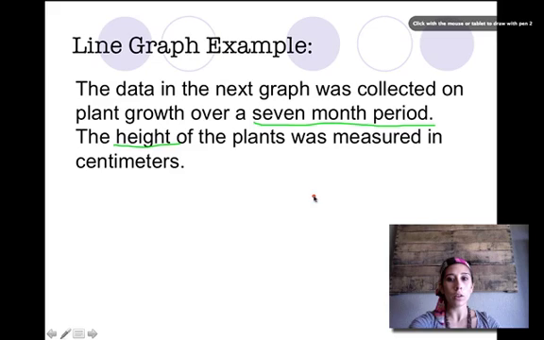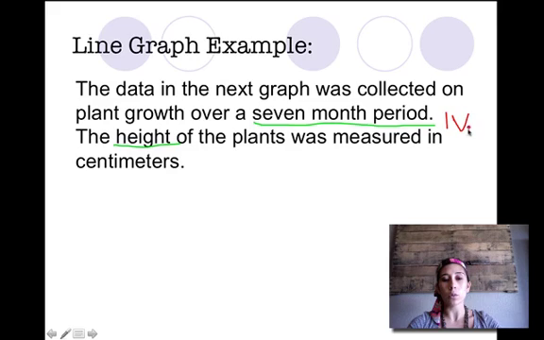So right here, the 7-month period is going to be our independent variable because we are the ones choosing, right? This is what we can manipulate. We are choosing how long we're going to measure this for. And the height of the plants is something that we don't directly control, right? It is what is going to be seen according to what happens with that independent variable and what we decide to do.